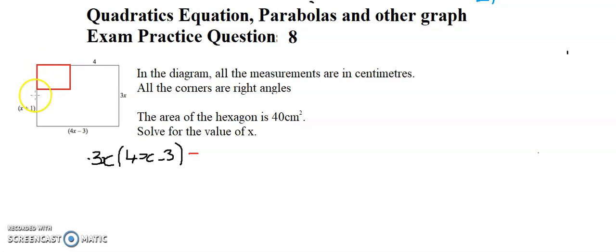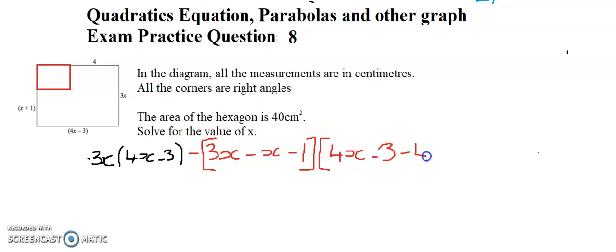So I need to look at the width, which is 3x minus (x plus 1). So that minus is going on the x and on the 1, so that will become negative x and negative 1. And then I need to think about the length. Again, I've got 4x, take away 3, take away 4.